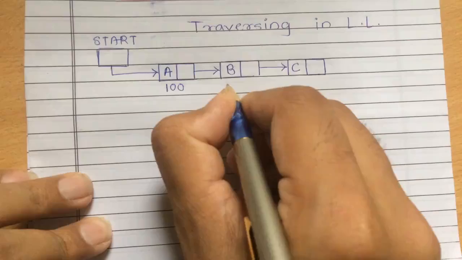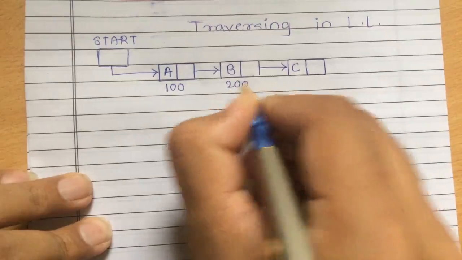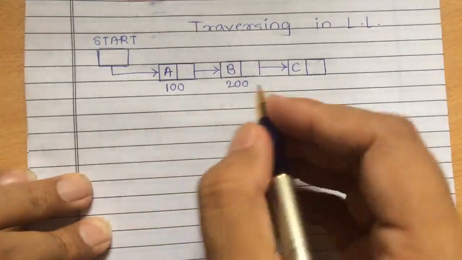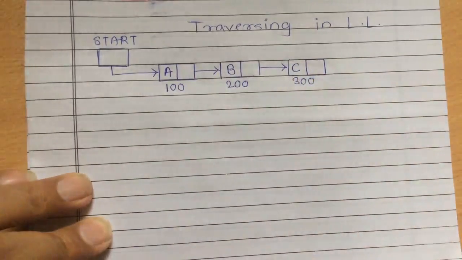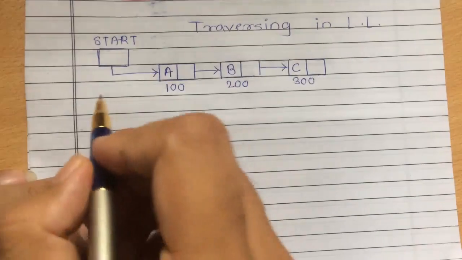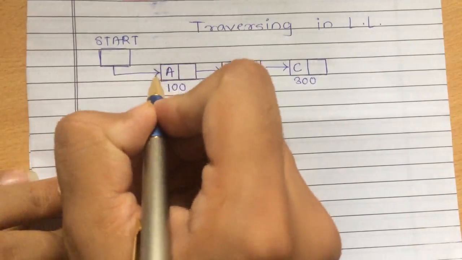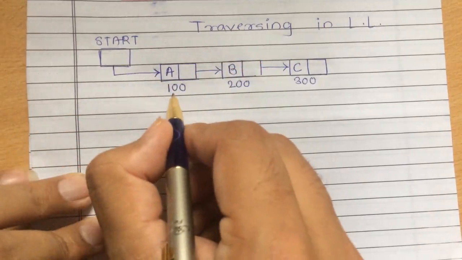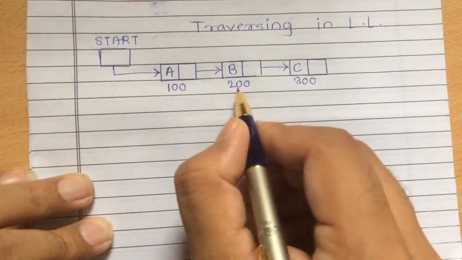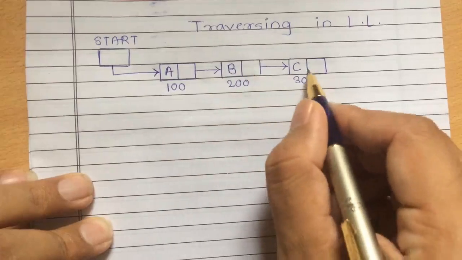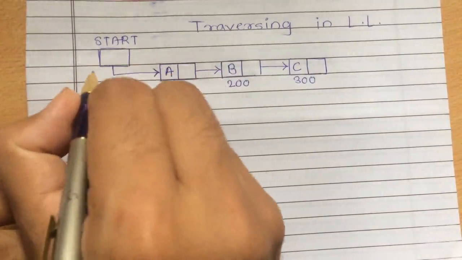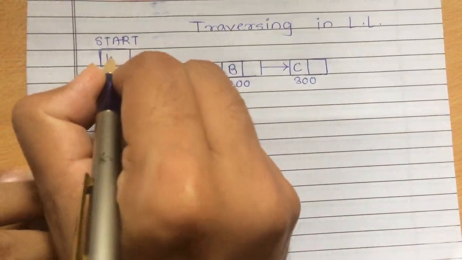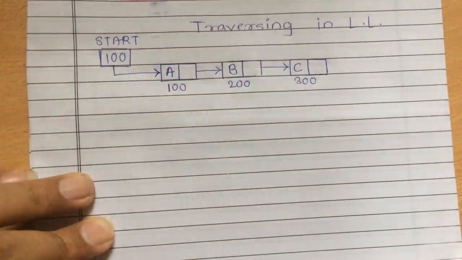Now consider, for simplicity, I have taken the addresses 100, 200 and 300. Addresses may be anything, but they should be positive numbers. 100 is the address of this node, 200 is the address of this node, and 300 is the address of this node. Start will hold the address of the first node, which is 100.